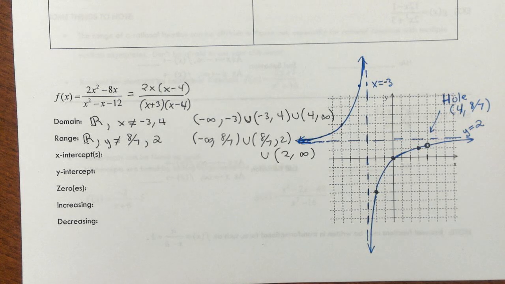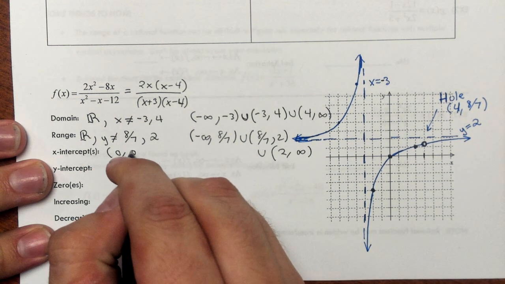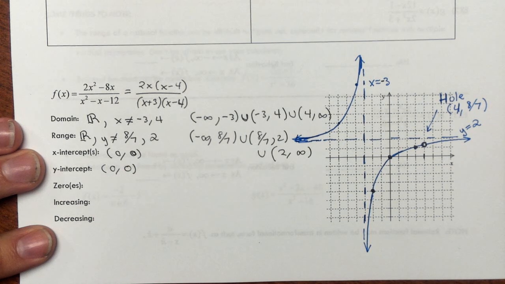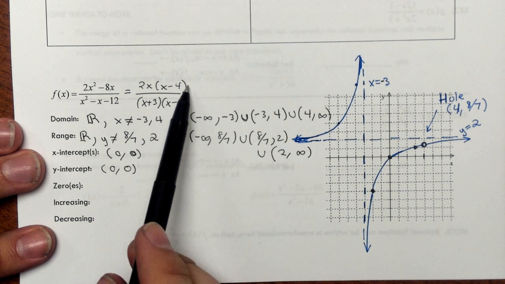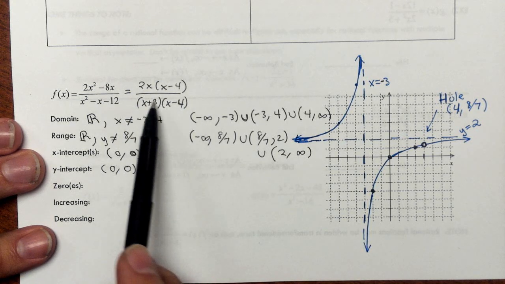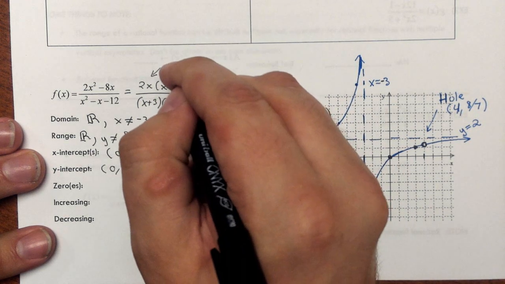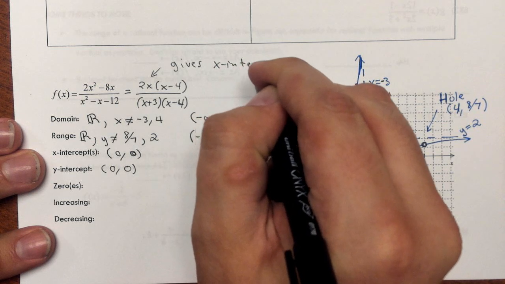For my x-intercepts, well, I've graphed it. My x-intercept right there, I can see this passes through the origin, so that is both my x-intercept and my y-intercept. One of the things we will talk about, if I look right up here and analyze this, I can see that x minus 4 is telling me I have a hole. x plus 3 is telling me I have a vertical asymptote. Right here, this 2x ultimately is going to give me the x-intercept.